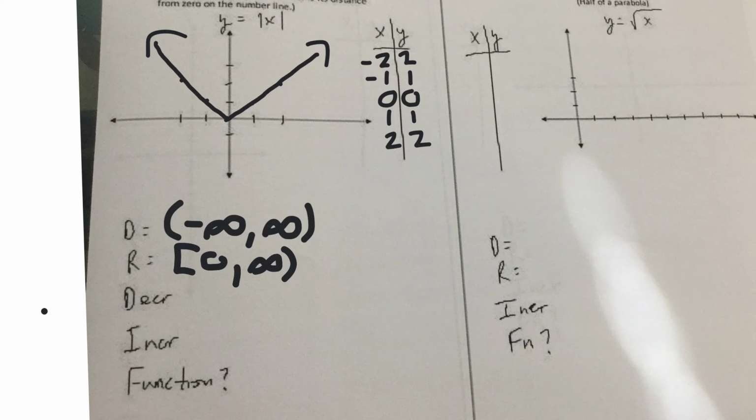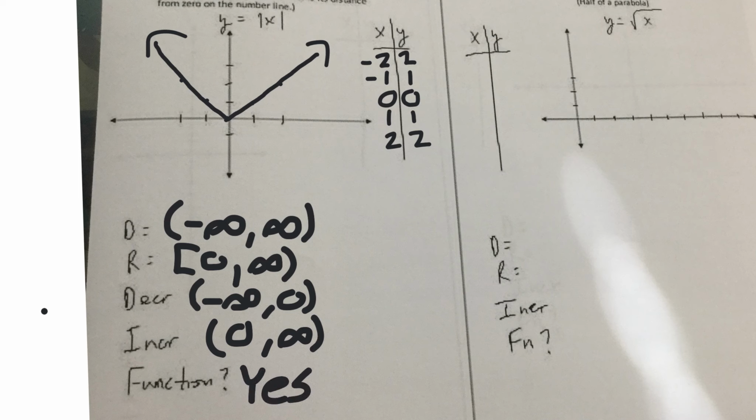Next, where is my graph decreasing? As I walk along a timeline on the x-axis, when I first see this graph, it is going down. So this graph is decreasing from -infinity up until 0, and then it stops decreasing and starts to go up. So it is increasing from 0 to infinity. Is this a function? Yes, it is, because it passes the vertical line test.